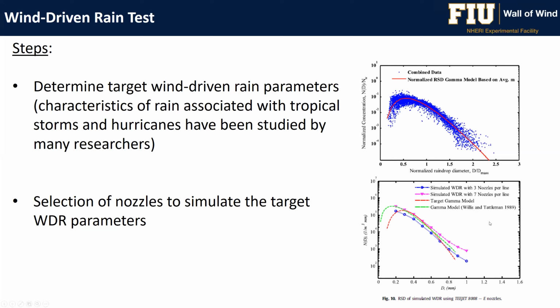For example, at the bottom one, the target is the gamma model coming from previous literature. And by changing the type of nozzles and the distance between the nozzles, we can try to match the target profile, the field profile.